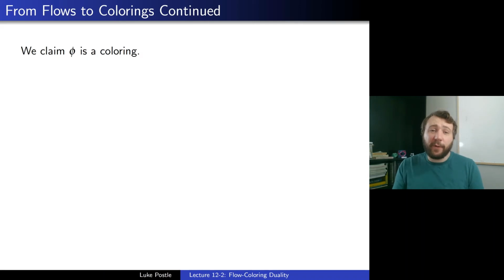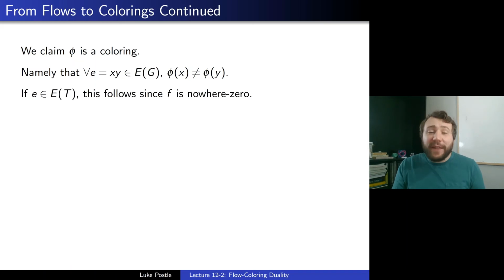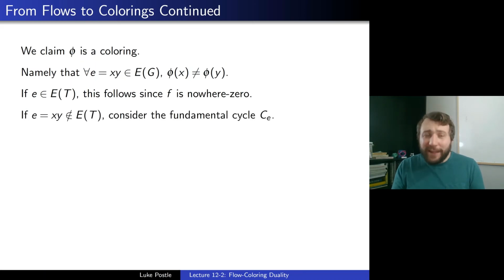So let me just do it more formally. I claim that phi is a coloring. Namely, for every edge, phi of x is not equal to phi of y. So these are edges in that black graph, that original graph. Well, if e is an edge of T, this is just immediate from the definitions because f is nowhere 0. What about if e = xy is not an edge of T?